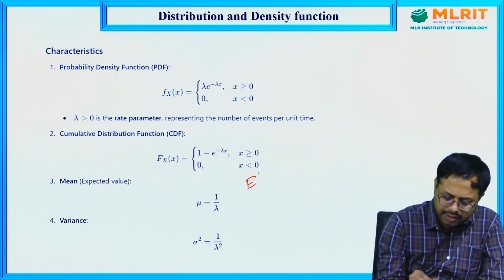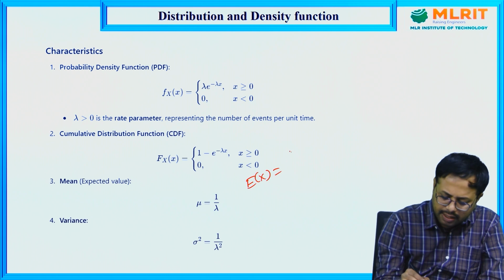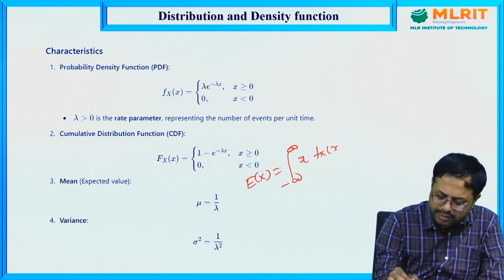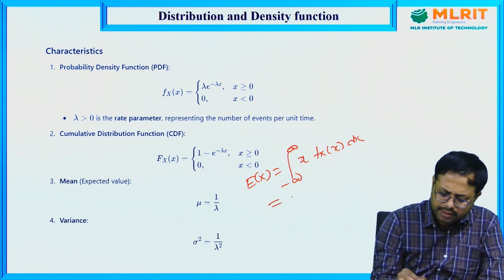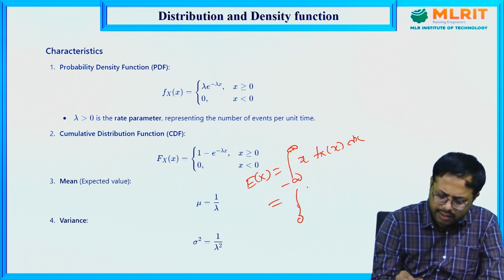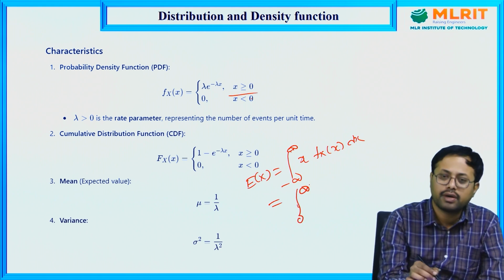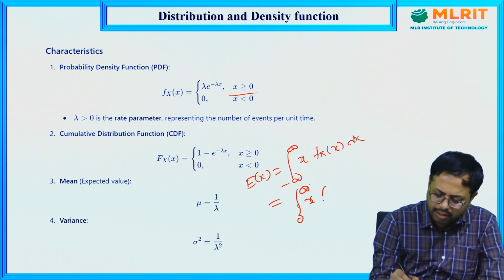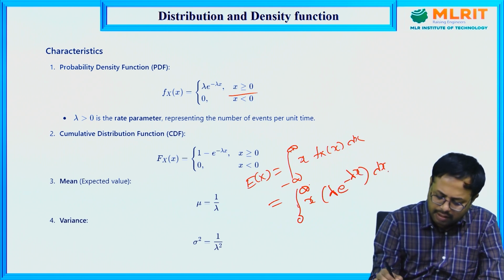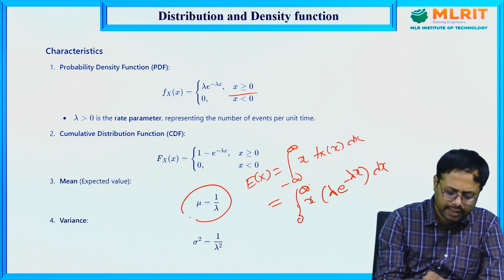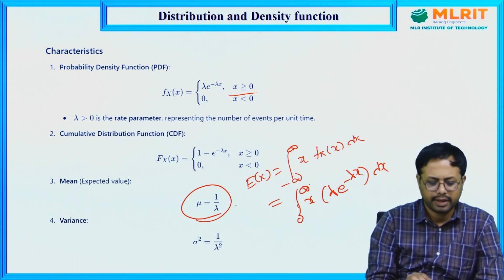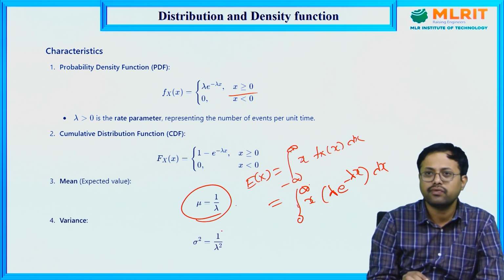You have the definition. Expectation is the integral from minus infinity to infinity of x into fx of x dx. Just substitute 0 to infinity, because x is greater than or equal to 0, which is defined, x into lambda into e power minus lambda x dx. If you simplify this, you will get the expectation of the exponential random variable, which is 1 by lambda.